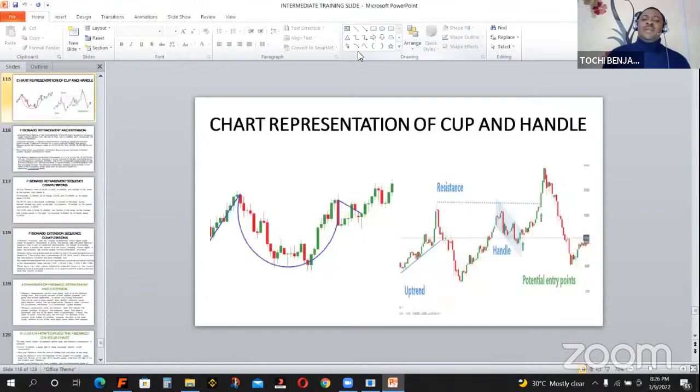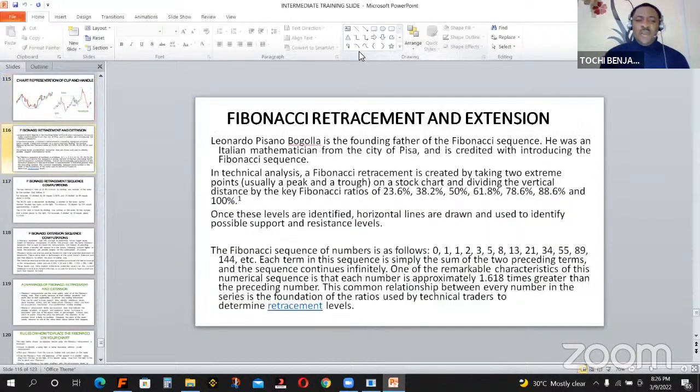Okay. Now, this is Fibonacci retracement and extension. We said that the founder of Fibonacci is Leonardo Pisano. He's the founding father of the Fibonacci sequence. He was an Italian mathematician from the city of Pisa and is credited with introducing the Fibonacci sequence.